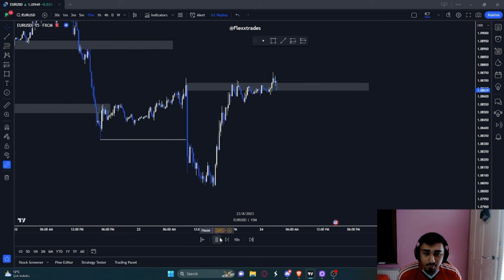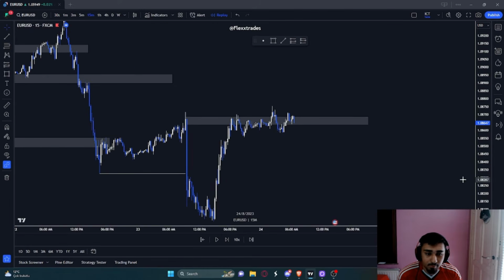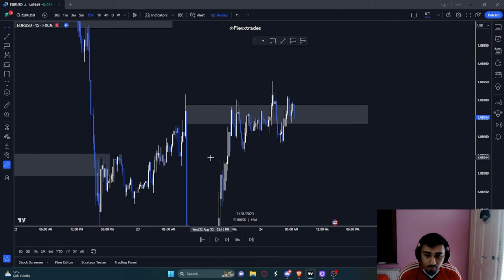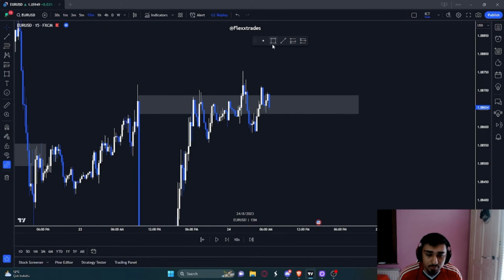Again, see the refinement plays a big role, right? The refinement plays a big role because if you would have entered, like if you would have had your supply like this, for example, a lot of people have their supply like this, or the first down candle, let's say. What do you see here?